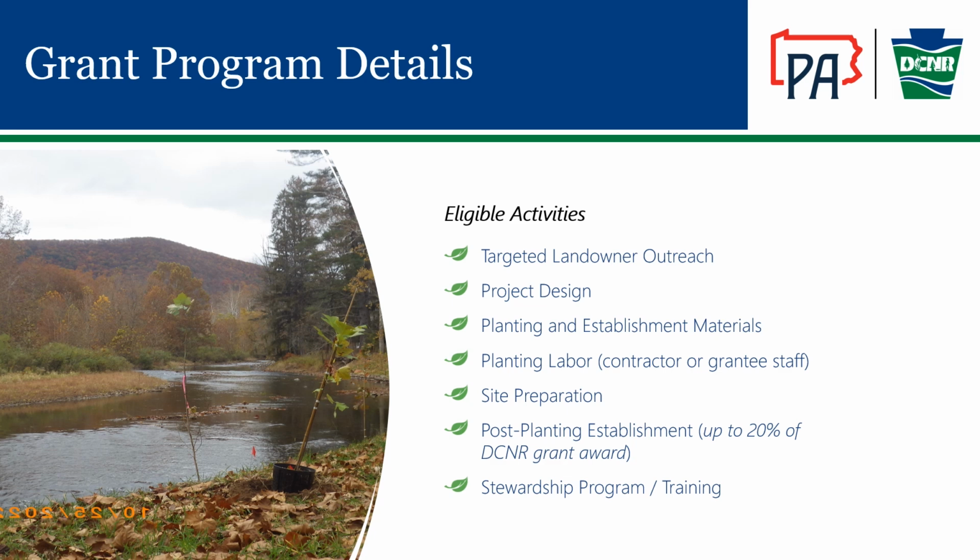Eligible costs include planting and establishment materials such as trees, invasive species control, tree tubes, mulch, or other supplies for site-appropriate planting techniques. The cost of labor or staff time directly related to the grant scope of work is also an eligible cost. This might include landowner outreach, designing plantings, planting site preparation, planting buffers, meadows, and trees, and post-planting establishment like watering and weed control, facilitating training for stewardship programs like tree tenders and riparian rangers.